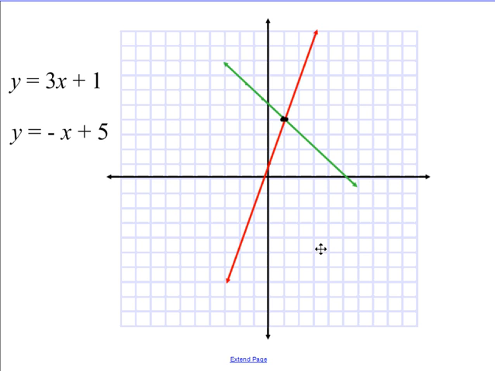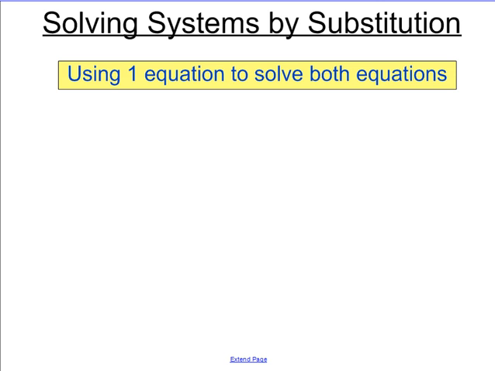Now we know that graphing takes a lot of work. We've got to find the slope, we've got to find the y-intercept, we've got to plot it, we've got to count up and over. There's a lot of work involved in that, and there could be some mistakes made. Maybe you did the slope the wrong way. Maybe you don't put the y-intercept in the right place. So there's a lot more mistakes that can be made in graphing. So when we talk about solving systems by substitution, we're talking about doing it through algebra. Now, this is done by using one equation to solve both equations. I know that sounds kind of crazy, but it works really well.